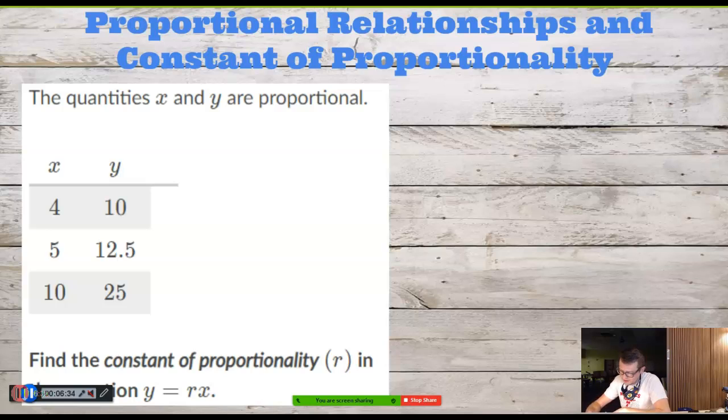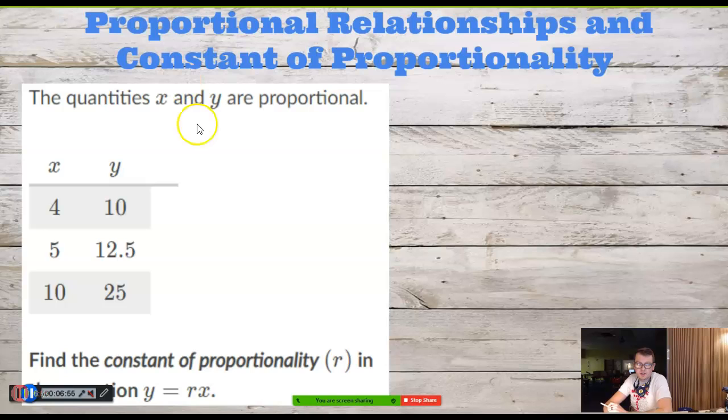You could draw the arrow connecting the X over to the Y and put a question mark there if you want to say what is that multiplication. I like to look at whole numbers as opposed to decimals. So if it was me, I'd probably be looking at the 4 to the 10 or the 10 to the 25.